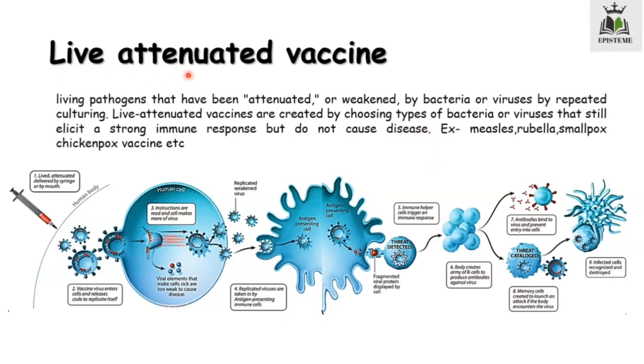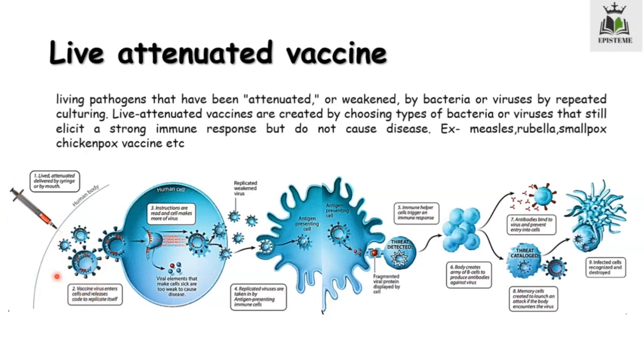Examples of live attenuated vaccines are the measles, rubella, smallpox and chickenpox vaccines. Here is the illustration of how the live attenuated vaccines work, and all the upcoming illustrations are taken from Pfizer. Here we introduce the vaccine in our body, and these are the live viruses.